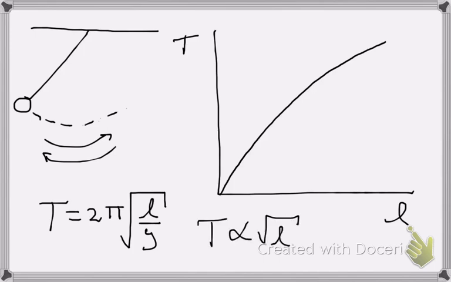So the period is proportional to the square root of the length of the string. And for most of our experiments and problems that we're going to think about, we're going to be on Earth. So g is going to remain as 10.